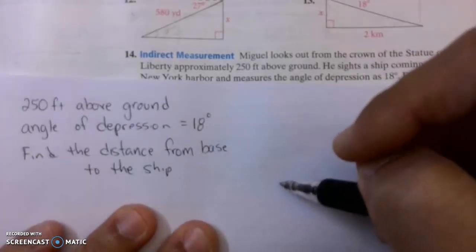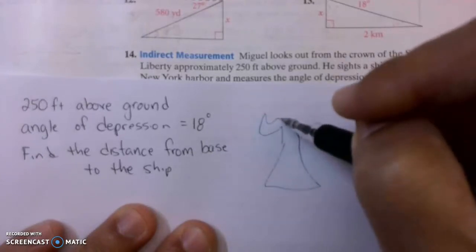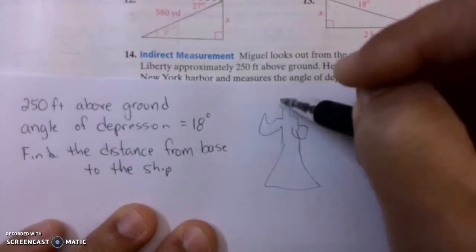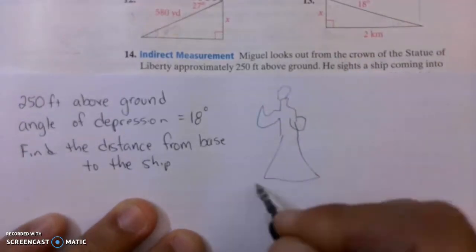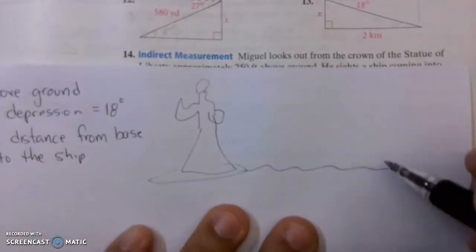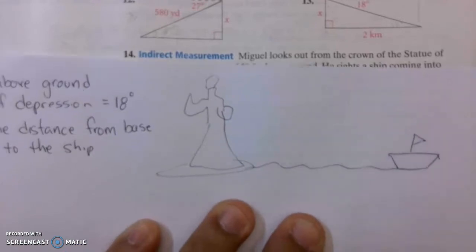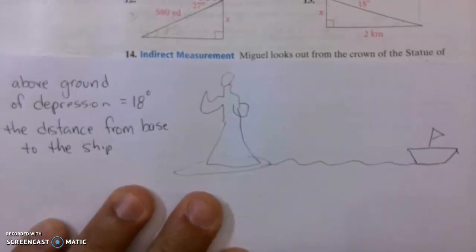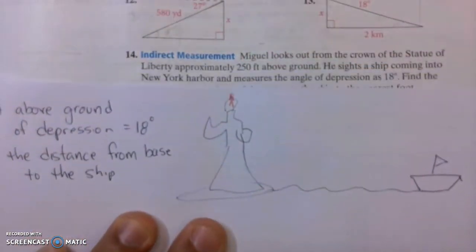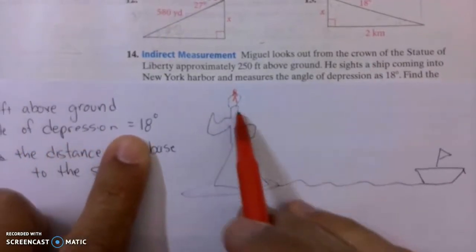So you've got to know that there is a statue here. It's Lady Liberty. This is my horrible rendition of the Statue of Liberty. The Statue of Liberty is on an island, and of course that means there's water, and there's a boat out here. And Miguel is standing on top of Lady Liberty's head. So there's a guy up here, Miguel, and he sees the boat at an angle of depression of 18 degrees.